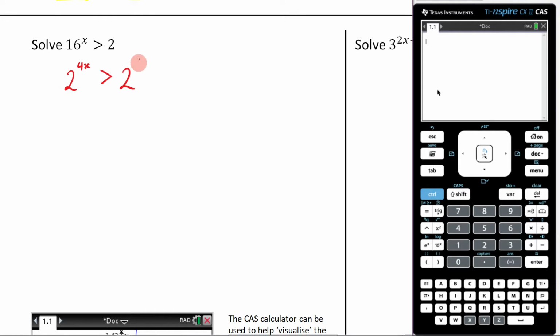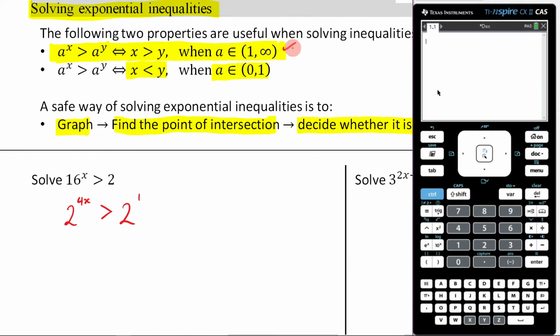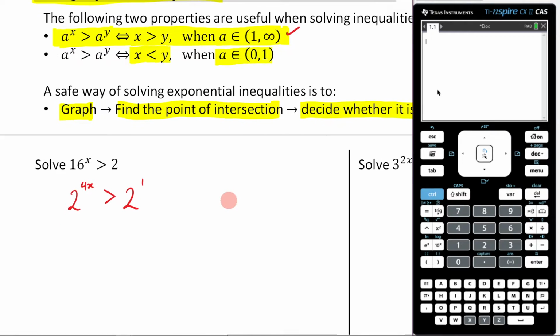Now, we know that there's an invisible power of 1 on the 2. And as you can see, my base is 2, so we're in the first scenario, where a is between 1 and infinity. A is greater than 1, so the base is greater than 1. That means in this scenario, we can just say x is greater than y.